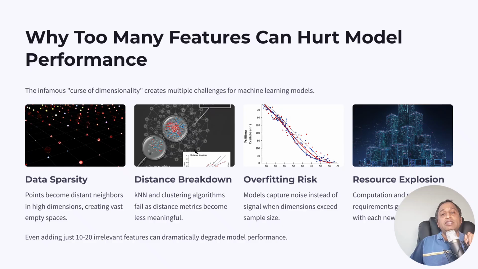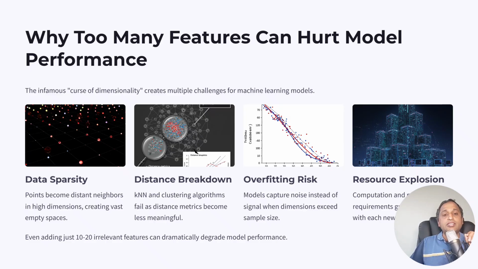Second, we see a distance breakdown. Many machine learning models like KNN or clustering algorithms rely on distance calculation. But in high dimensions, the difference between the nearest and the farthest neighbor becomes negligible. So all distances start to look the same. This renders those models ineffective.